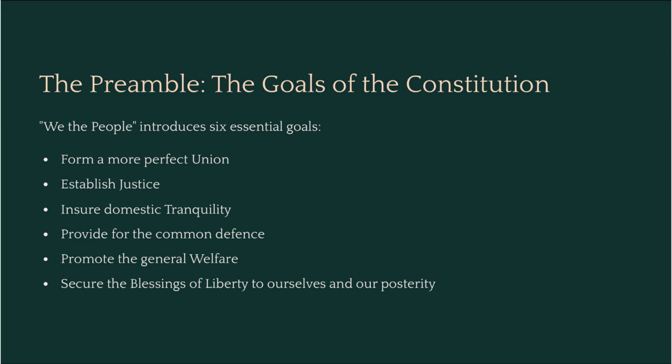The rest of the preamble lists 6 goals for this new government. It's supposed to form a more perfect union, better than the Articles; establish justice, create a fair legal system; ensure domestic tranquility, keep the peace at home; provide for the common defense, protect from outside enemies; promote the general welfare, help make life better for everyone; and secure the blessings of liberty for themselves and all future generations.